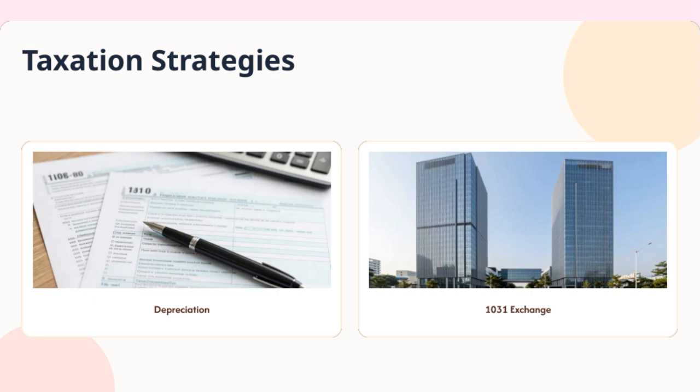Next, we have depreciation. This is an accounting method that allows you to spread out the cost of a property over its useful life. By doing so, you can reduce your taxable income each year, which can significantly improve cash flow. It's an important strategy because it leverages the tax code to your advantage, making your investment more financially sustainable. Both of these strategies, 1031 exchanges and depreciation, are essential tools in the investor's toolkit. They connect to our overall theme of maximizing returns and managing taxes effectively. Using them wisely can help you preserve more of your profits and reinvest wisely for future growth.